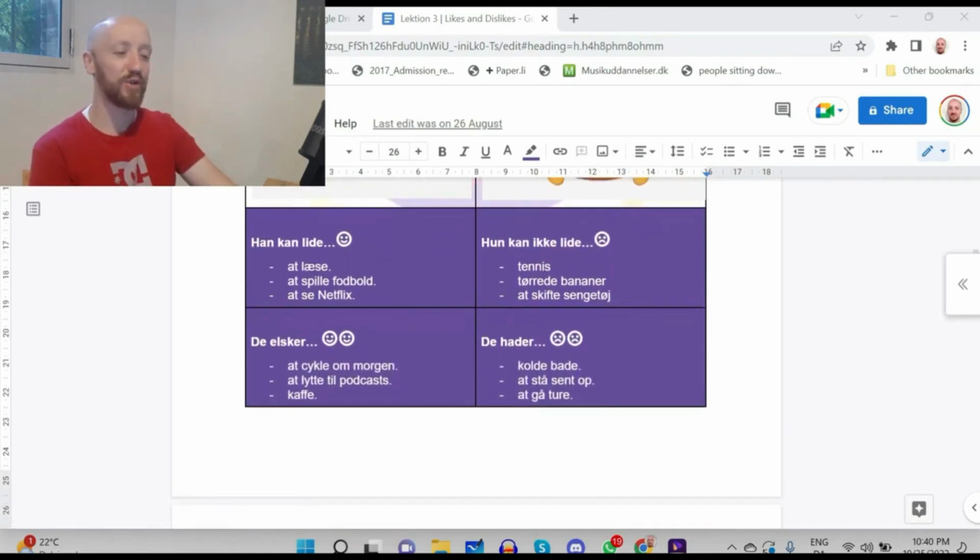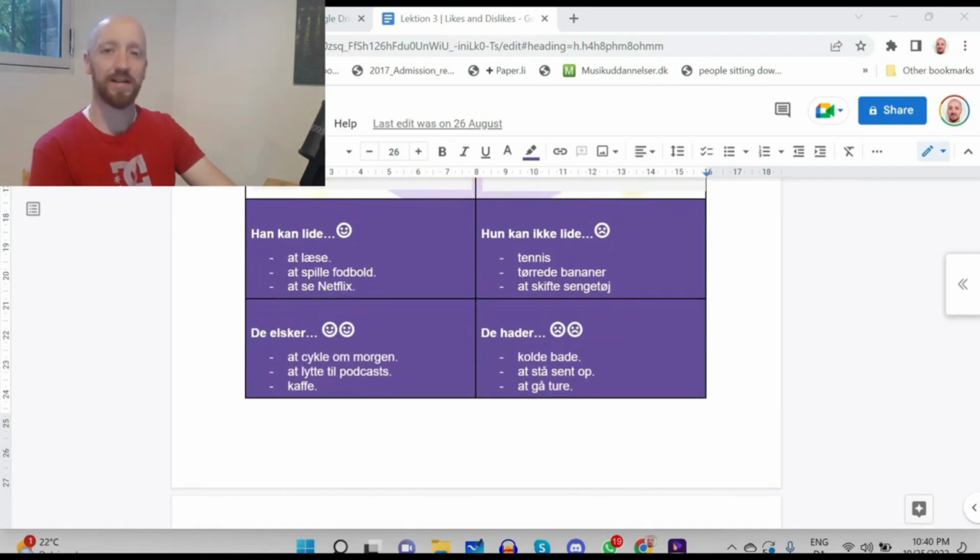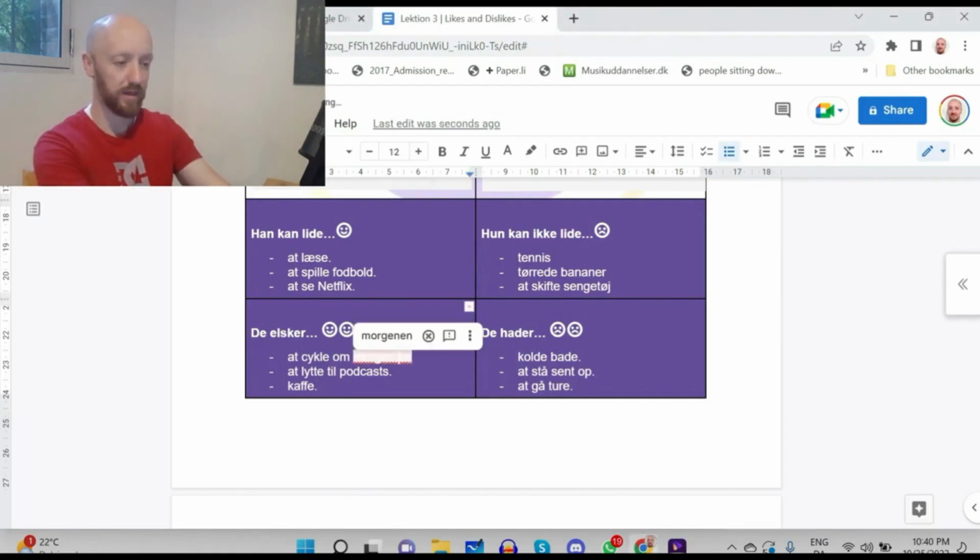Then we have 2 smileys. De elsker, they love of course. De elsker at cykle om morgenen. We're missing an n here. Morgenen. De elsker at lytte til podcasts. De elsker kaffe. They love cycling in the morning. They love listening to podcasts. They love coffee. Who doesn't?